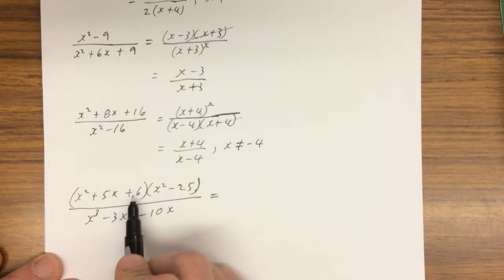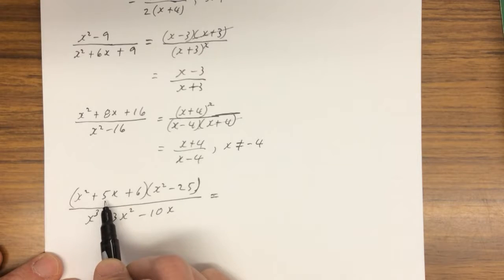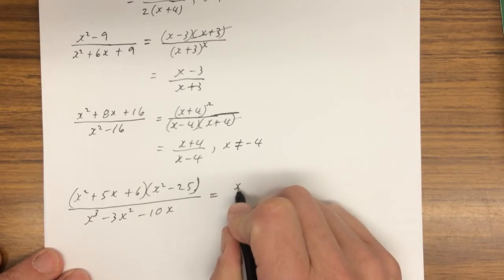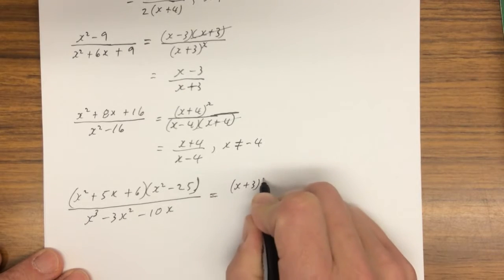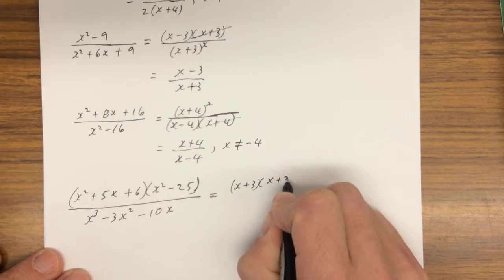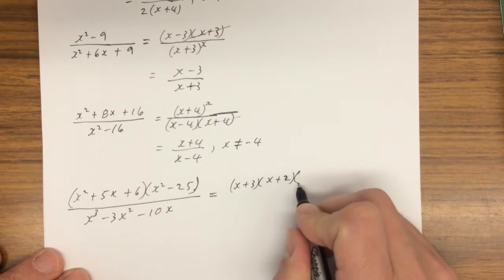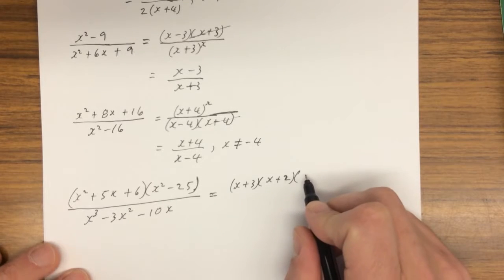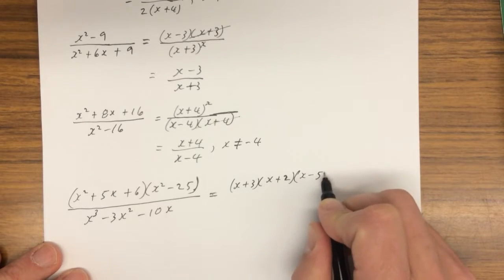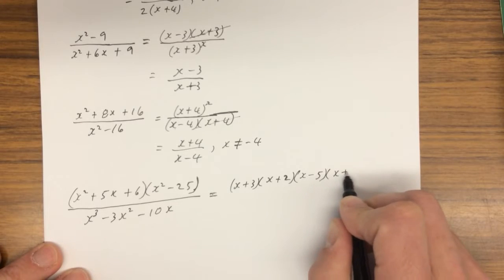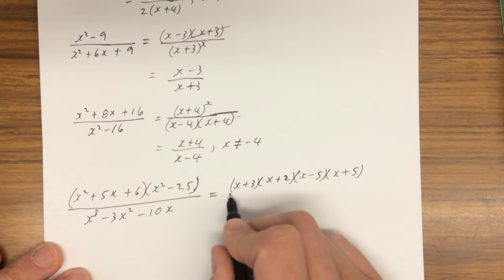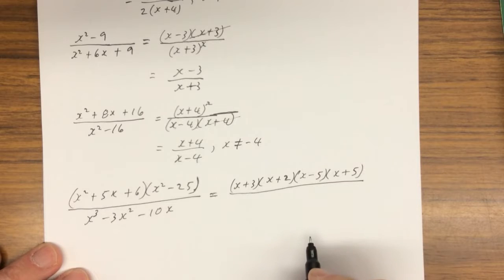So this one, two numbers that multiply to 6 and add to 5. Okay, so that'd be 3 and 2. So you're going to change that to x plus 3 and x plus 2. So that's this part here. And then we have x squared minus 25. So that's going to be x minus 5 and x plus 5. And that's the top factored.